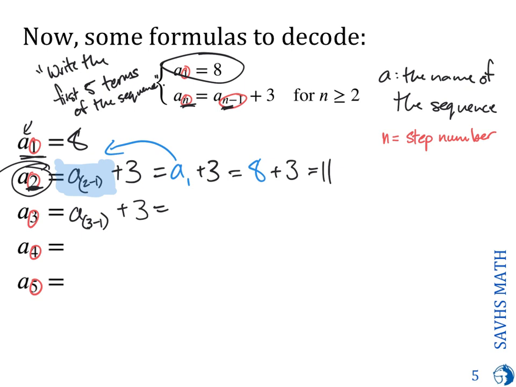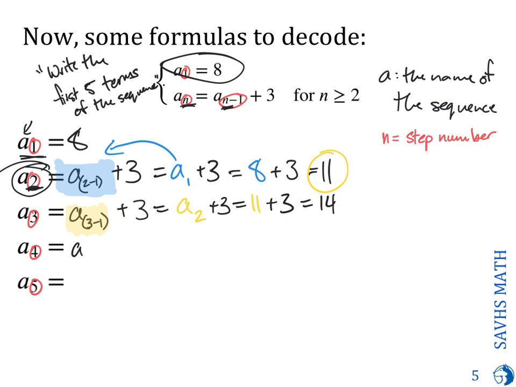Okay, so A3 minus 1 must be the same as A2 plus 3. And then I know that A2 is 11, so I can just write 11 plus 3. And I know that 11 plus 3 is 14. Okay, let's do the next one.